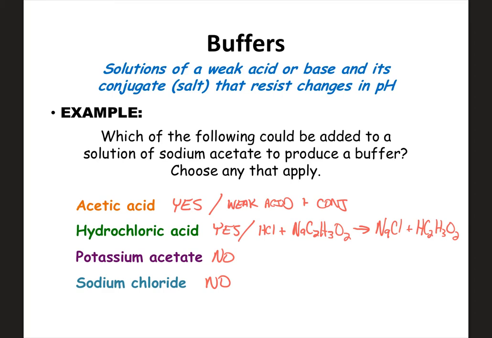So anytime you need to do this, consider which substances might form if these things are going to react, and then see if you have a weak and its conjugate present. And then you'll know that a buffer would form. So sometimes you might actually need to write a reaction here if you're not sure in order to confirm that a buffer would be able to form here.